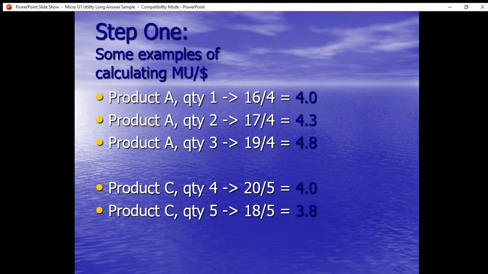So in product A, we have quantity 1, which is 16. And if I'm paying $4 for that, I'm going to get 4 additional units of utility per dollar that I spend, because you have to go by dollars, right?